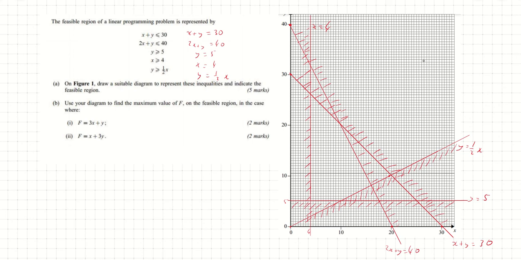Okay, so that leaves one area of the graph that isn't dashed at all, and that becomes our feasible area, which is f. Okay, so that's part A complete.